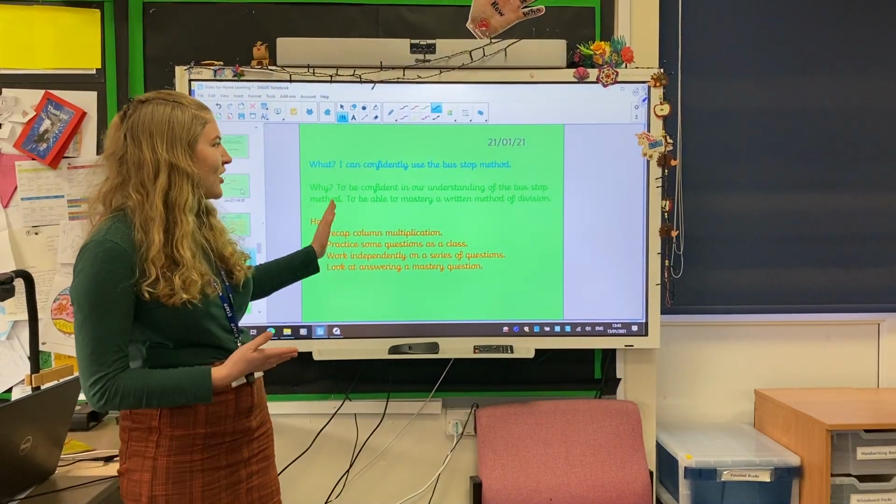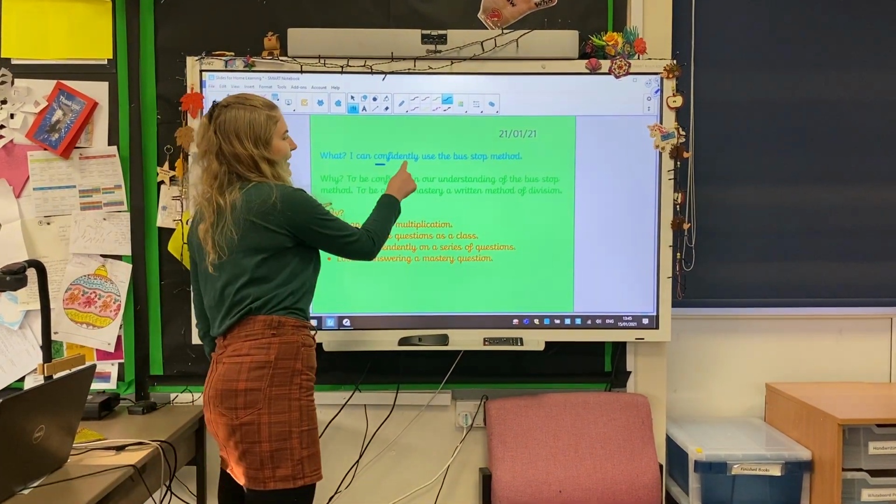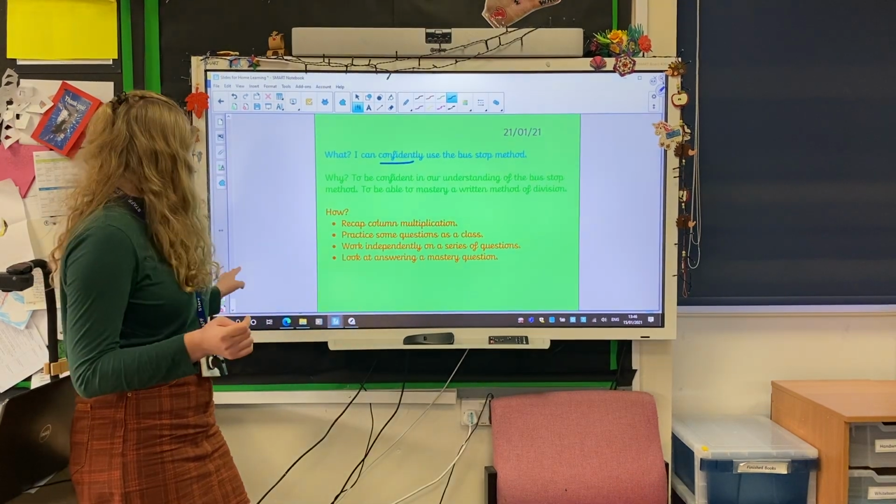So we are still on the bus stop method, but note the wording here. I can confidently use the bus stop method, which hopefully we are growing in confidence with.